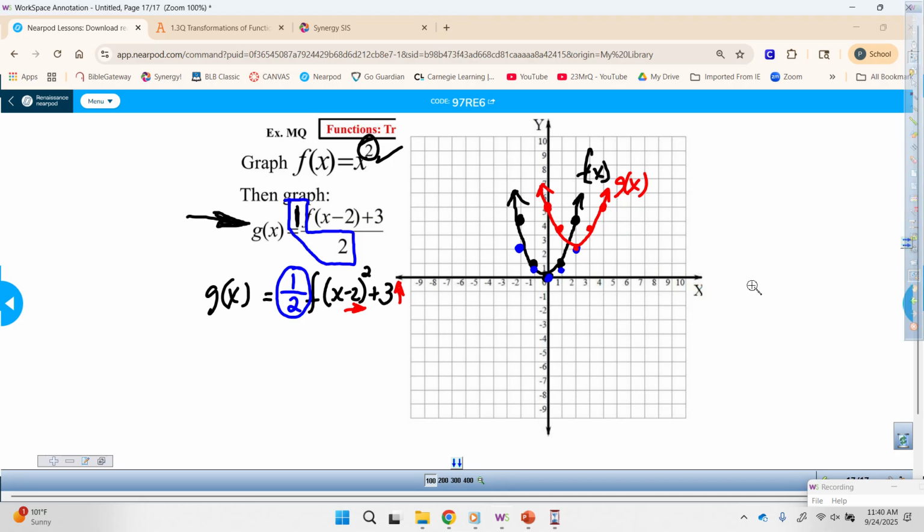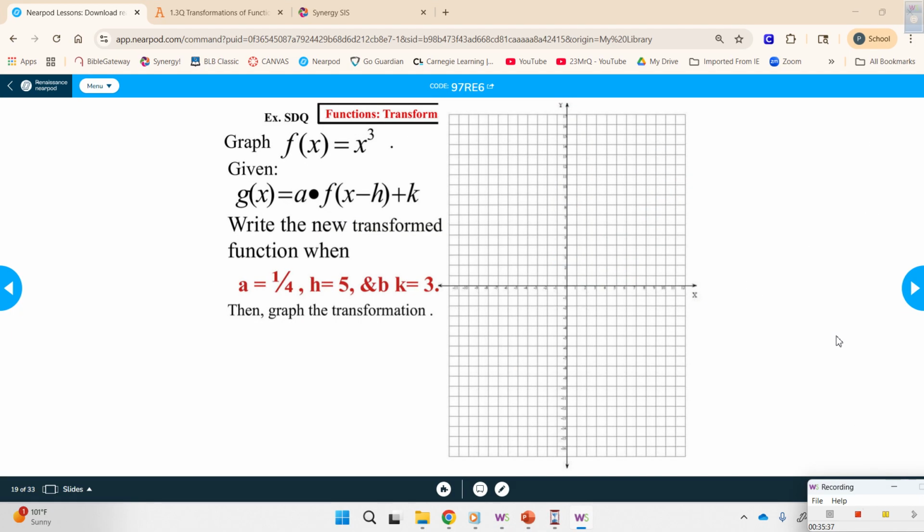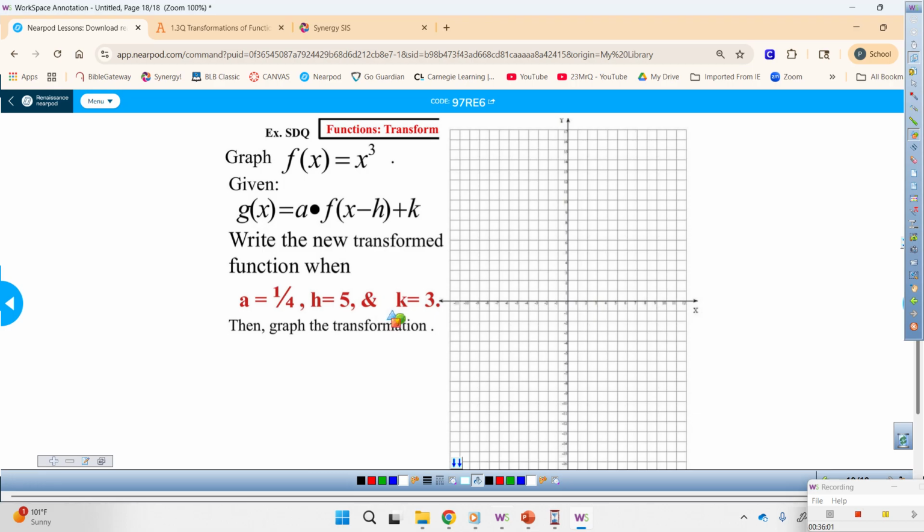From 1 to 5, I'll come to where you are with that. Where are we at? 3, 4, 5, okay. Let me send you the screen so you can see the graph. It reads, graph f of x equals x cubed, given g of x equals a f of x minus h plus k. Write the new transformed function when a is 1/4, h is 5, and k is 3. Then graph the transformation.